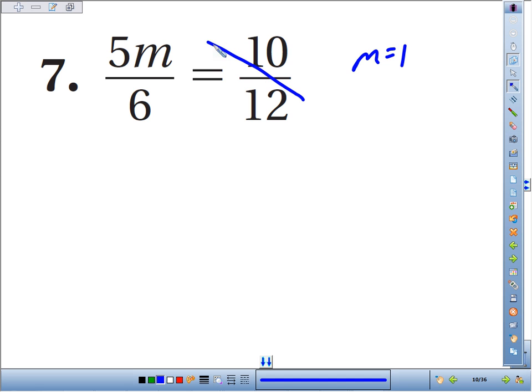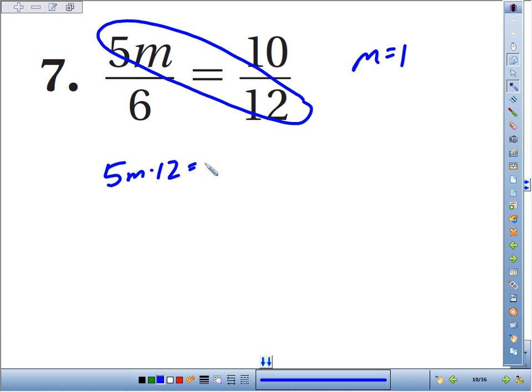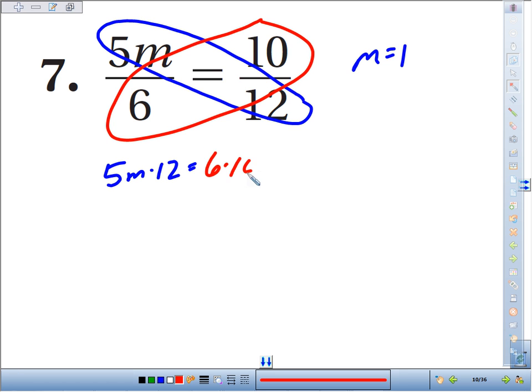If we draw our butterfly wings, 5m times 12 has to equal this cross product, 6 times 10. So where do we end up? 5m times 12, that's 60m. And 6 times 10 is 60. So if we divide by 60 on both sides, we get the same answer. M equals 1.